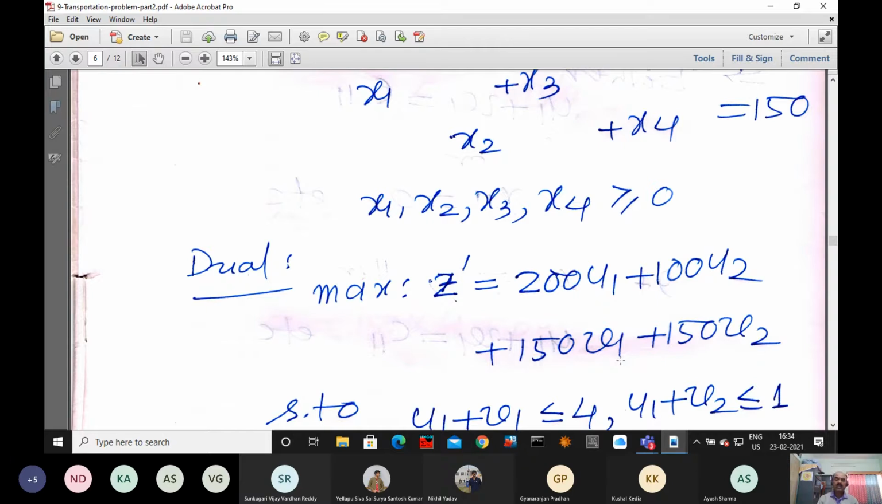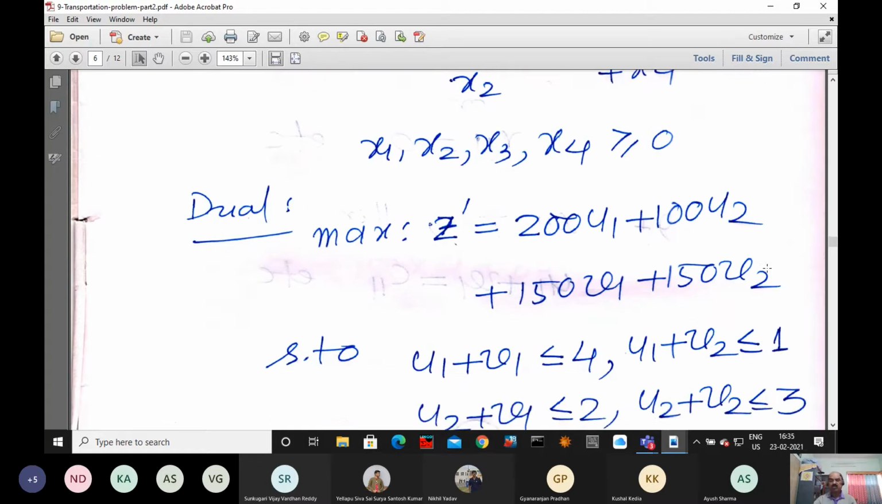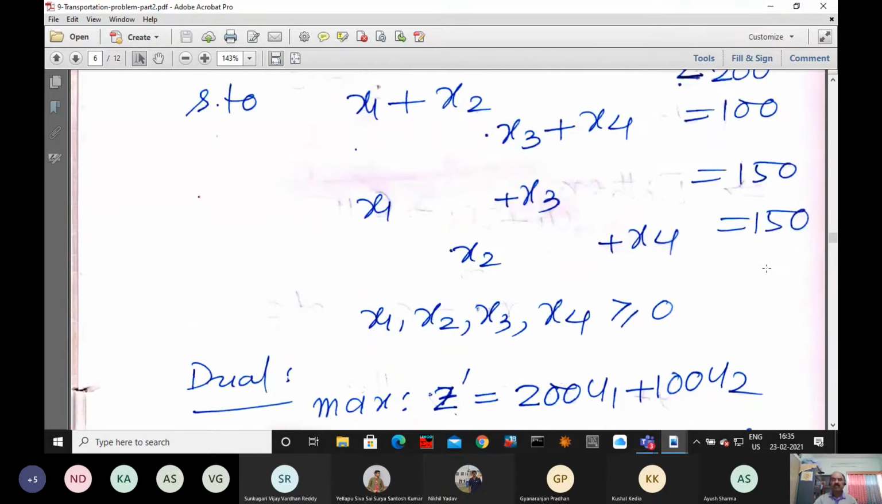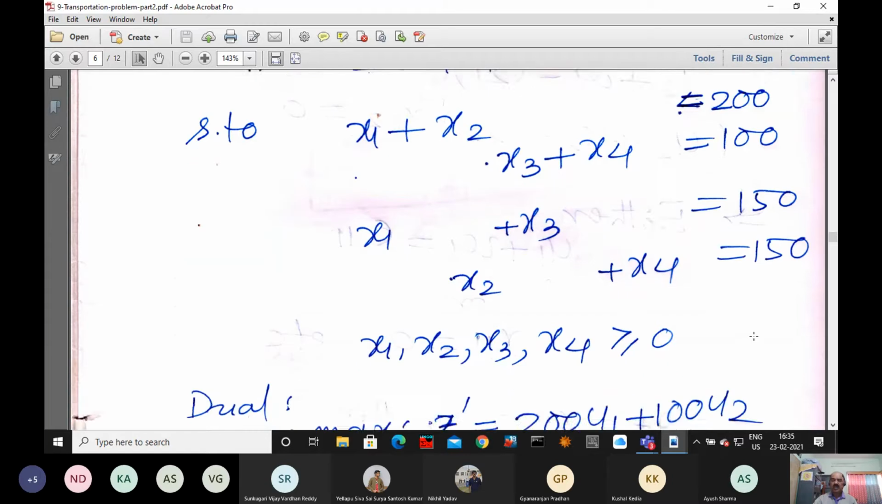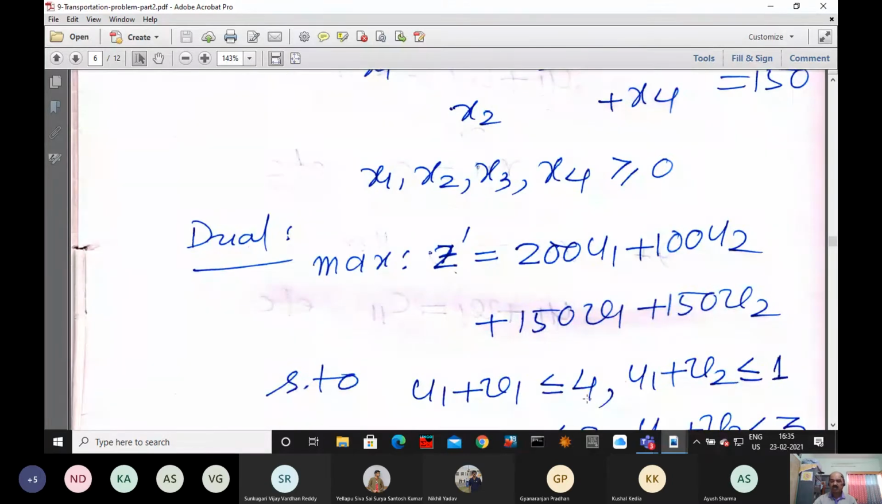The dual will be: maximize Z equals 200 U1 plus 100 U2 plus 150 V1 plus 150 V2, subject to U1 plus V1 less than or equal to 4.